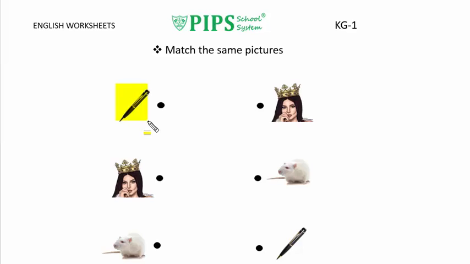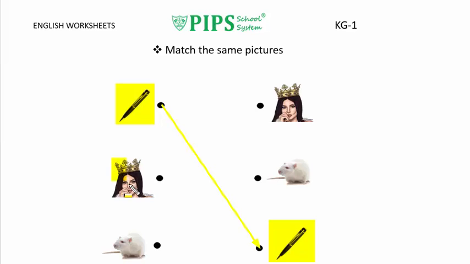This is a pen. Let's see where is the second picture of pen. Here is the second picture of pen which is similar to it. Now we will match the pen with the same picture like this.